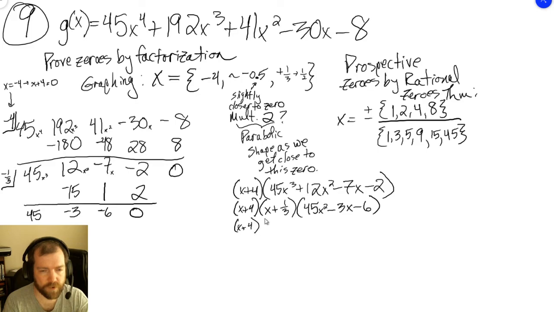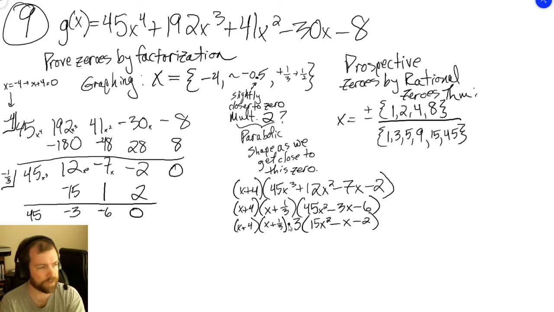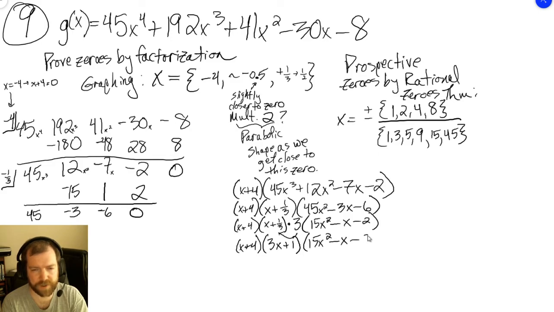So x plus 4 times x plus 1/3 times 3 times 15x squared minus x minus 2. Factor out the 3 from this stuff, put it out front, and now we can give it to this one instead. So x plus 4 times 3x plus 1 times 15x squared minus x minus 2.